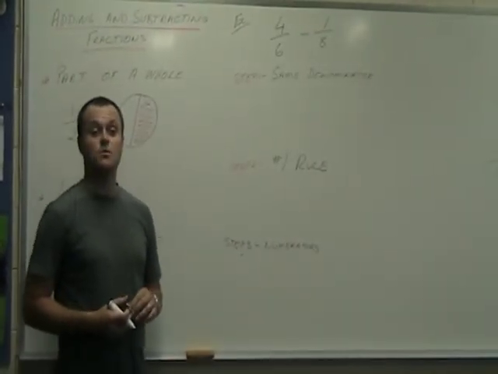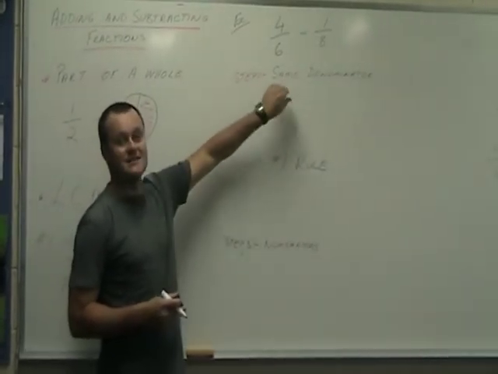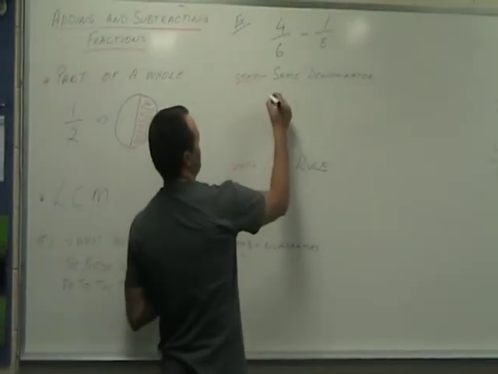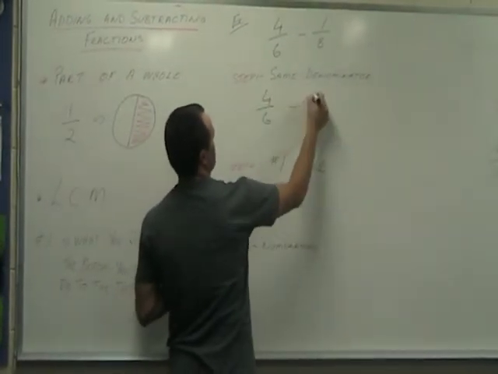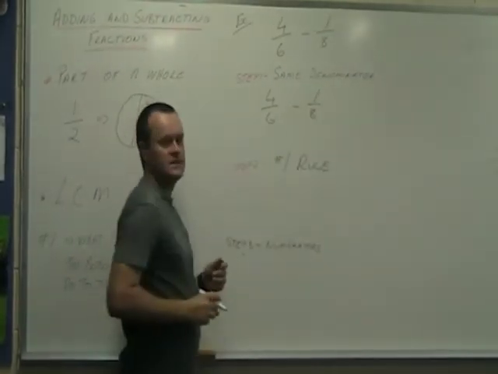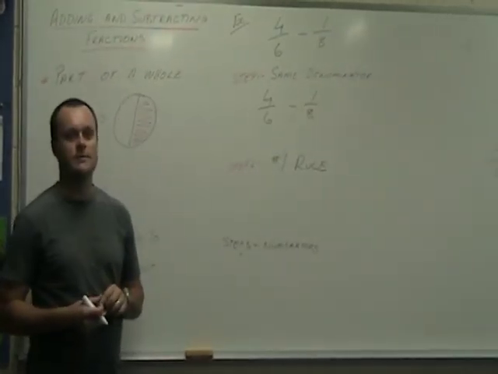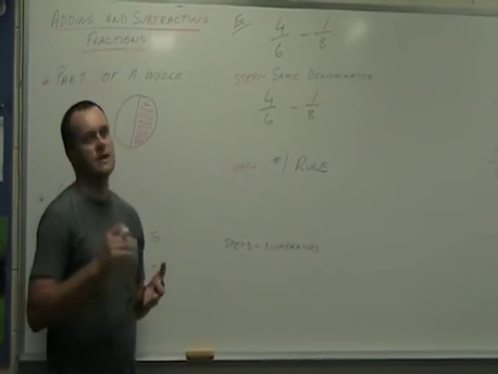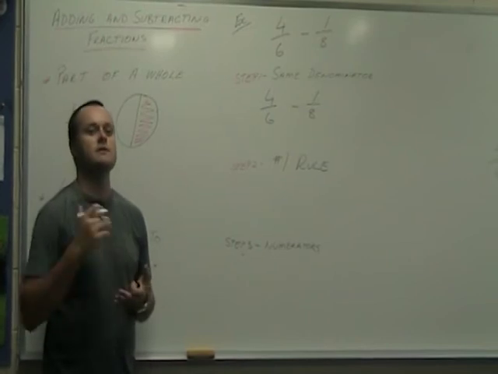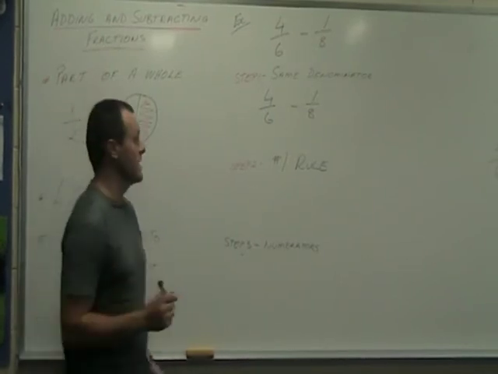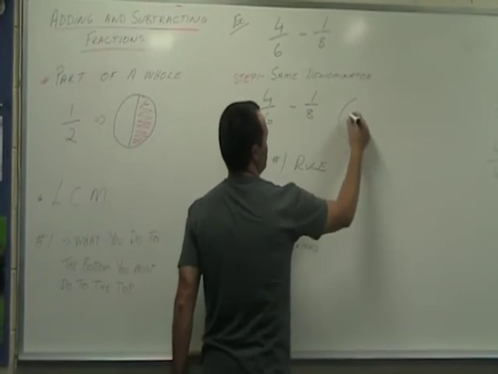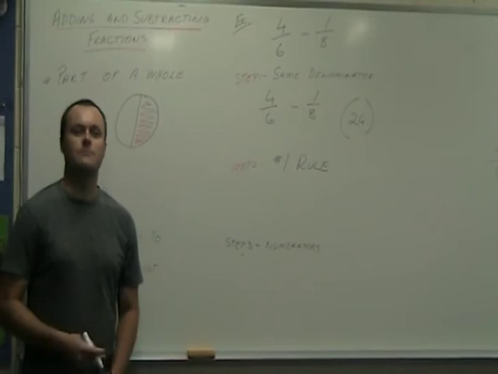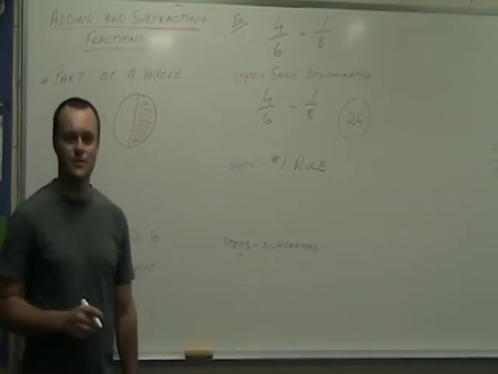4 over 6 minus 1 over 8. Step number 1, same denominator. They're different at the moment. What is the common multiple for those two numbers? Go through your times tables. 8 ones, 8 twos, 8 threes, 8 fours. What you're going to find out is that the number is 24. The lowest common multiple of 6 and 8 is 24.